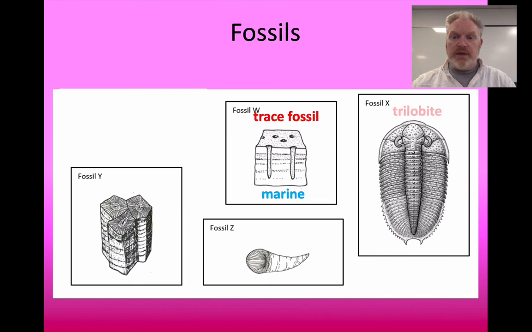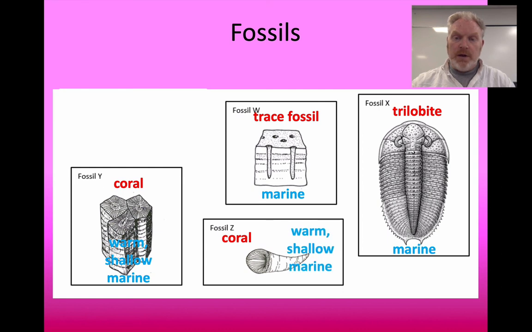Fossil X is a trilobite. Again, a marine organism. Fossil Y is a coral, different type of coral from the first one we looked at. This is what we call a colonial coral because there are lots of individuals that live together. It lives in warm, shallow marine conditions. And fossil Z, again, is another coral.